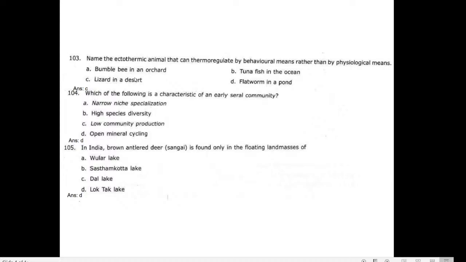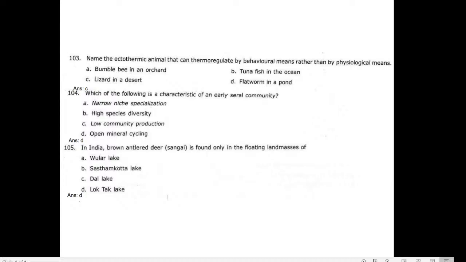Here another keyword is ectothermic animal. Ectothermic animals are cold-blooded animals. Their body temperature depends on external sources, such as heat and sunlight. Some animals sleep on open rocks, so that the rock heat helps their blood and their internal heat.